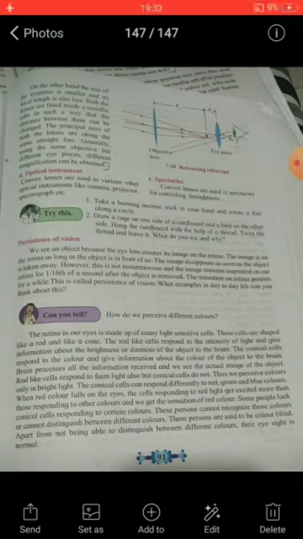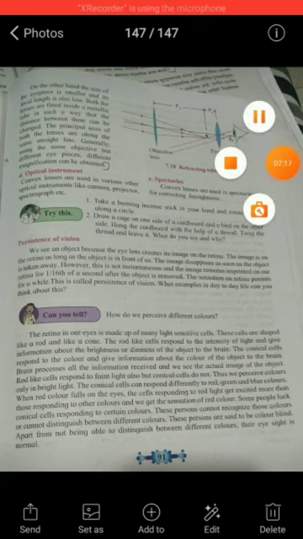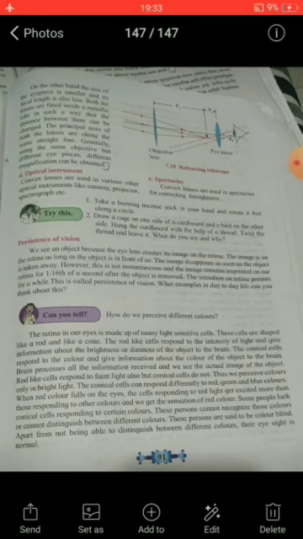Here we have completed our last point from this chapter number 7, that is lenses. Today we saw the points use of convex lenses and persistence of vision. Here we have completed our 7th chapter. Today's homework for you is to complete the exercise given below the chapter.